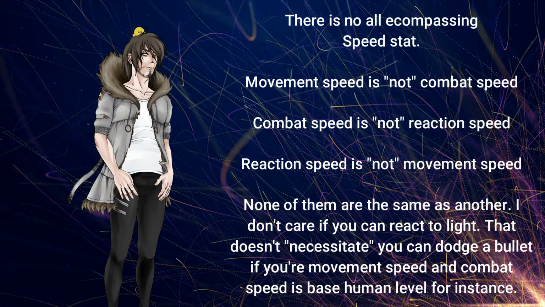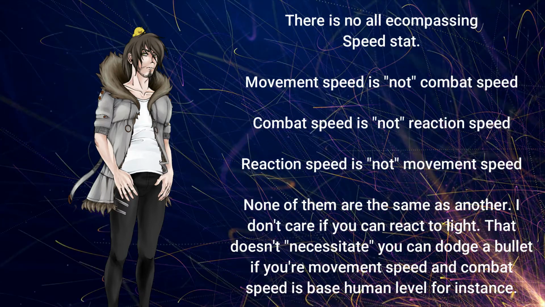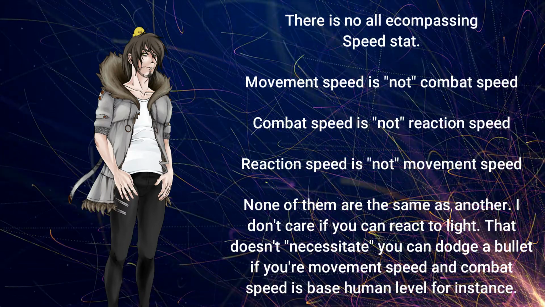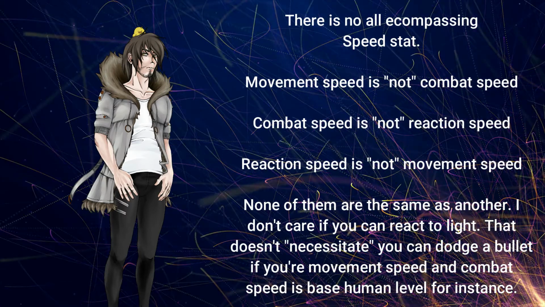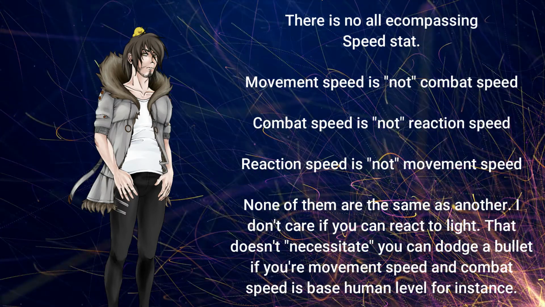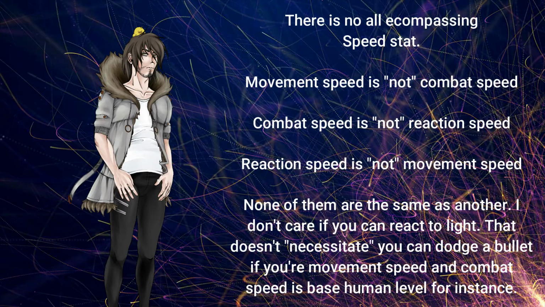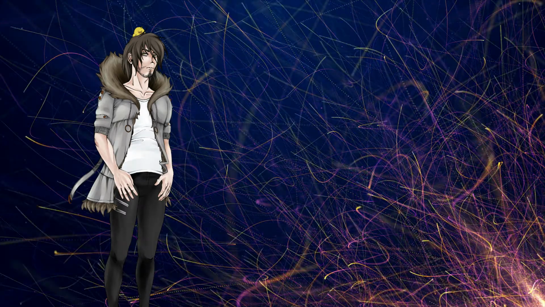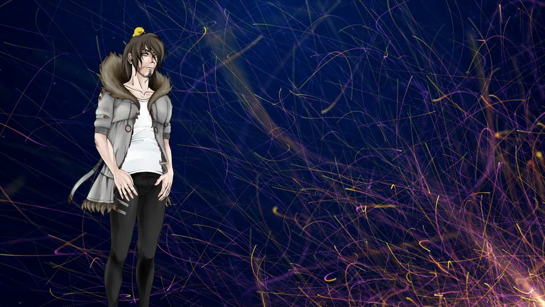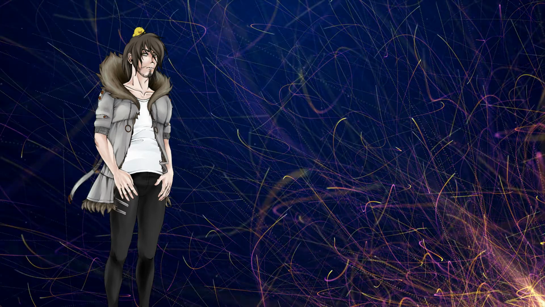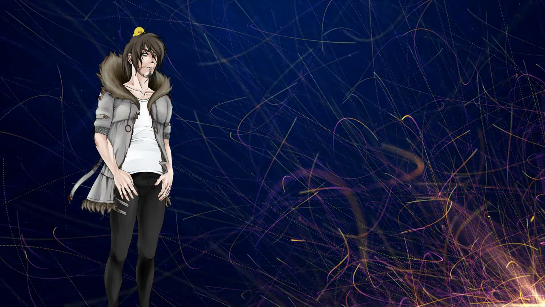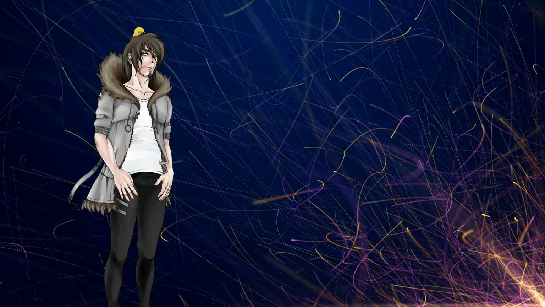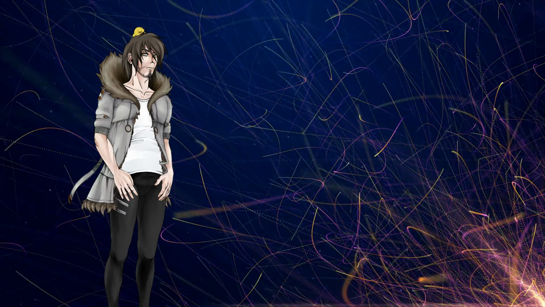It's not that way. Somebody who has reactions of light speed, but moves and fights at the speed of a normal human, that bullet is still hitting them. It doesn't matter that they can react at the speed of light, right? Okay, so a lot of people, I don't even see the average person seem to understand this. They just think speed equals speed, and it's all-encompassing under the umbrella term of speed.